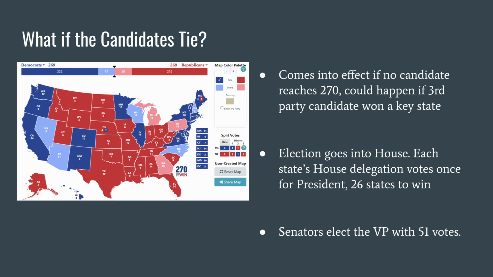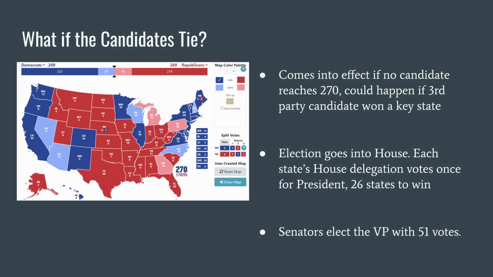If the candidates tie, the election goes into the House of Representatives. Each state's House delegation votes one time for president, and requires 26 states to win. This has to be a majority, not just a plurality. If there's, for example, 8 different candidates, you still must win 26 of the 50 states. You can't win a plurality, which would look like 21 states to one candidate, 20 to another, and 9 to a third. 21 is not enough, you have to have 26. Then the senators elect vice president with 51 votes. Again, this has to be a majority, not a plurality.